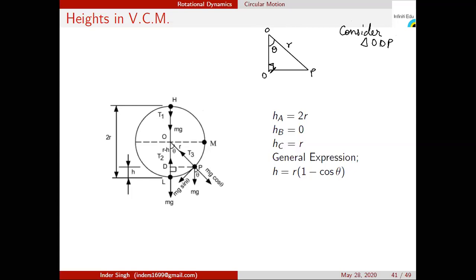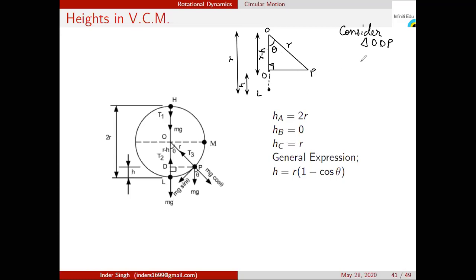The complete distance OL, from O to L, is r. So what is this value then? And from D to L, it is h. So the complete distance from O to L is r, and from D to L the distance is h. So what will be the distance from O to D? From O to L the distance is r. This much distance is nothing but the height of the particle. So this distance is r minus h.